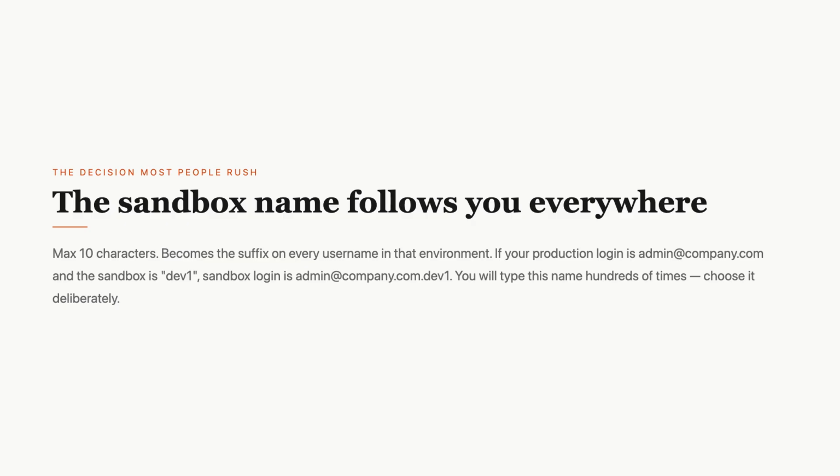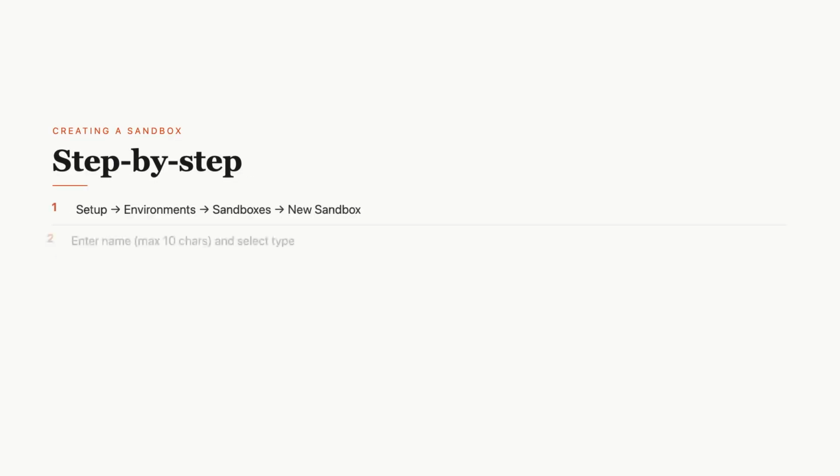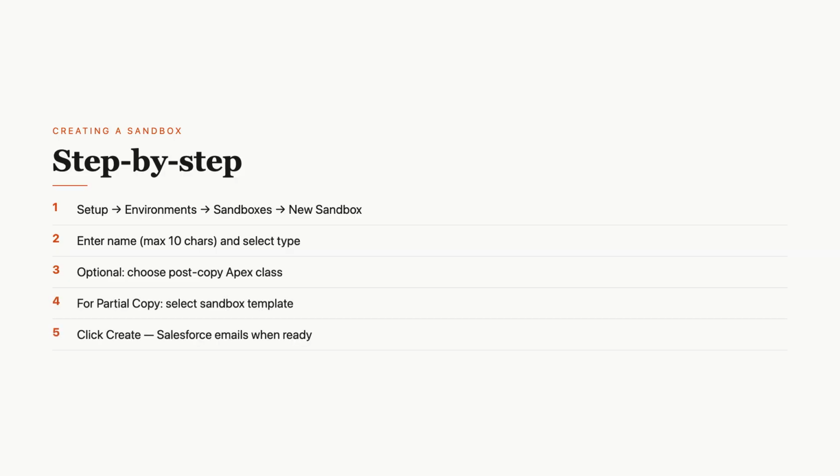To create a sandbox, go to Setup, search for Sandboxes, click Environments, then Sandboxes, and click New Sandbox. You'll see a creation form asking for the name, type, an optional post-copy Apex class, and for partial copy, a sandbox template. The sandbox types available to you depend on your org's license agreement.